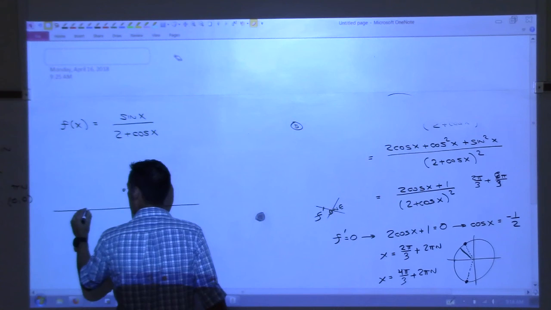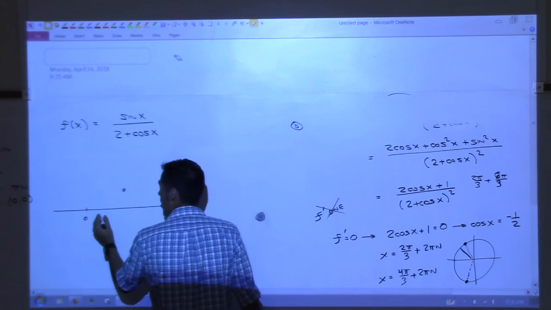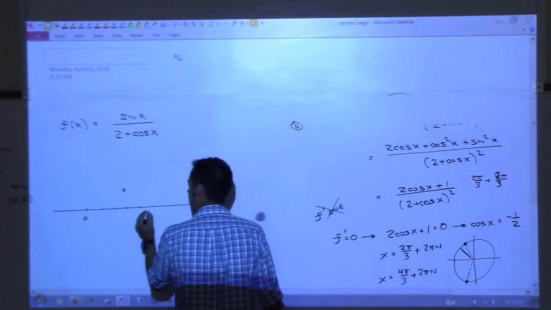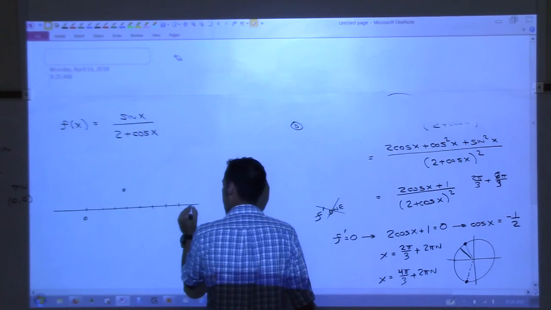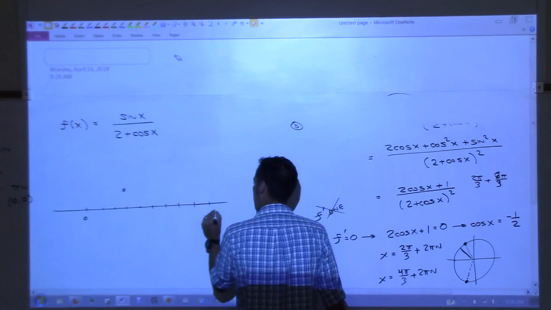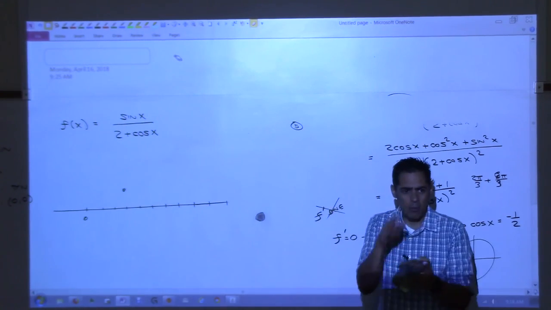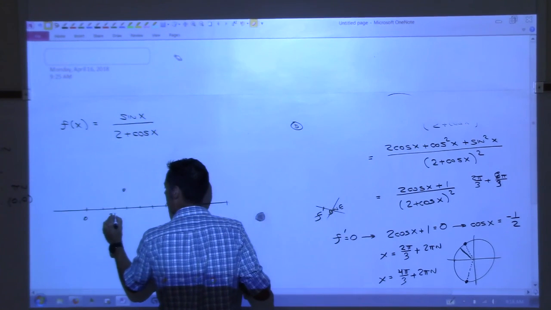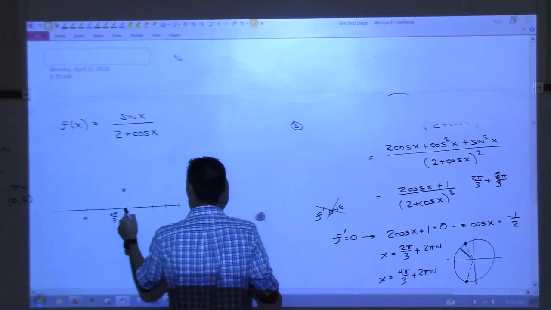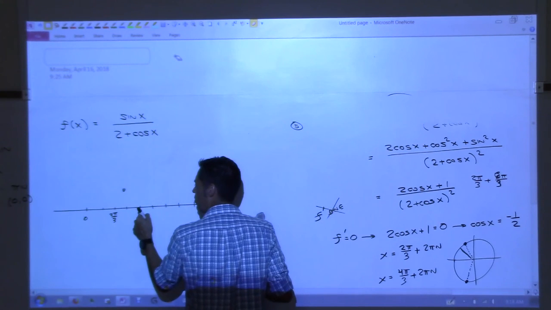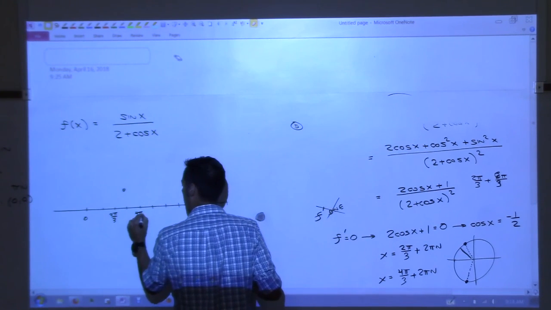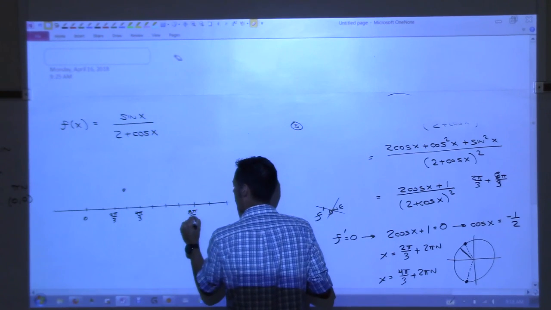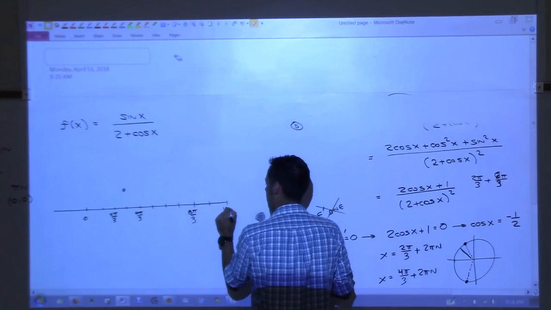Here's 0. And I'm going to count by pi over 3s. So this is 1 of them, 2 of them, 3 of them, 4 of them, 5, 6, 7, 8, 9, 10. You see that? I'm just doing equal intervals. And my first one was at 2 pi over 3. This would be 3 of them. This is 4 of them. 5, 6, 7, 8 of them. 9, 10 of them.